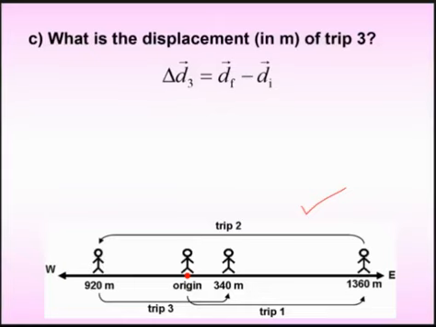Okay, let's do this. Can someone tell me what is the final position of trip number 3? He ended, or she ended, or they ended at, what was it? 340 meters east of the origin. Is that a displacement or a position value? Good. Always make sure you understand displacement and position are related, but they're not the same. They're not identical. They're related though. So the final position is 340 meters east.